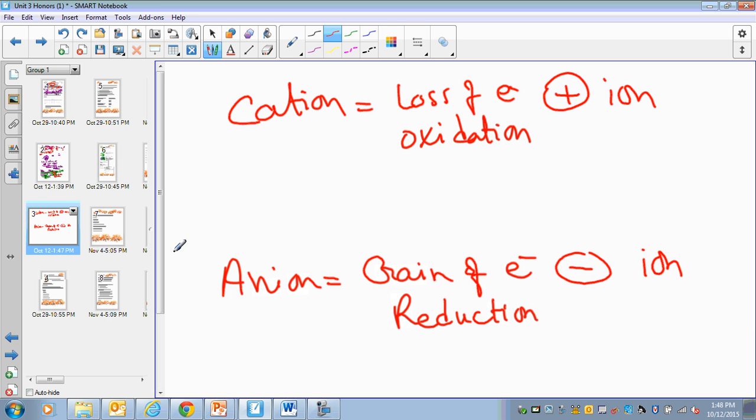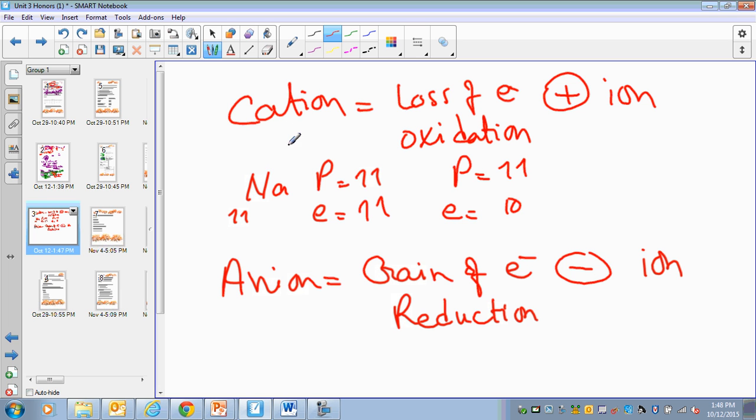But why is it a positive ion? It's loss of electrons. Let's look at it. Sodium has 11 protons and 11 electrons. When sodium loses an electron, the number of protons doesn't change, but the number of electrons becomes 10, because it has lost an electron. So what charge is it going to get? It has one extra positive on it, so it is called positive 1 because it has lost 1 electron. There is 1 extra proton on it.